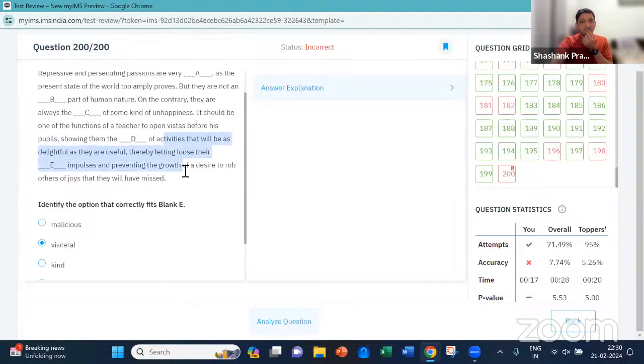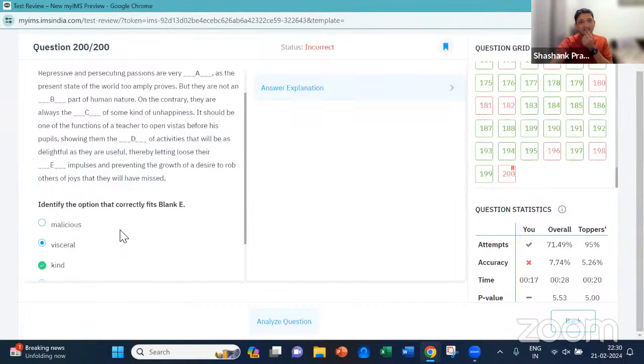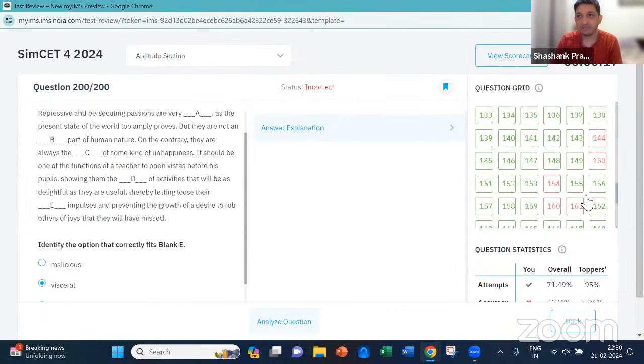Blank E. Thereby letting loose their what? Malicious. अच्छा kind impulses ये कहाँ से आ गया? अच्छा preventing the growth of a desire to wrong the choice of others. ठीक है overall happy with what happened.